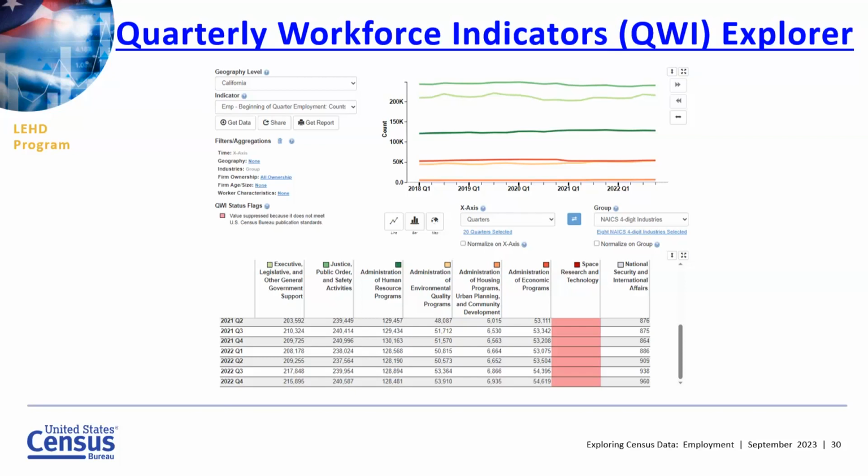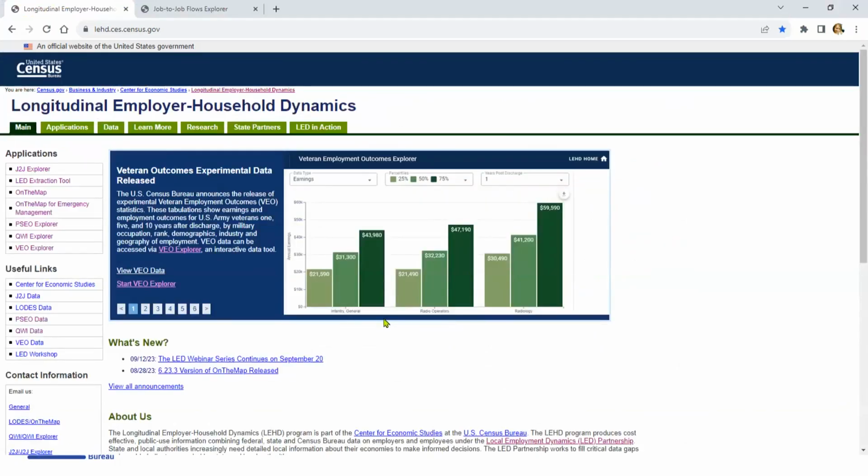so you can see how easy this is. Currently I'm at the LEHD homepage, which is lehd.ces.census.gov. The easiest way to get to the applications is here on the left-hand side under the word applications. So I'll go down to the second to last, QWI Explorer, and click on that.